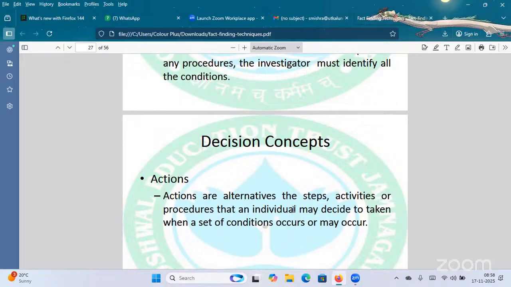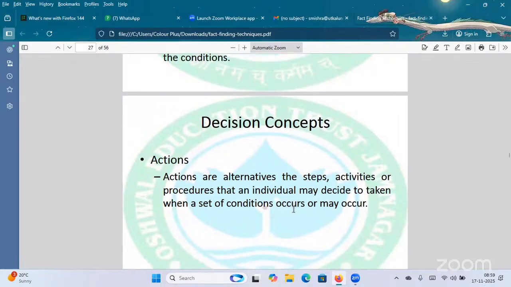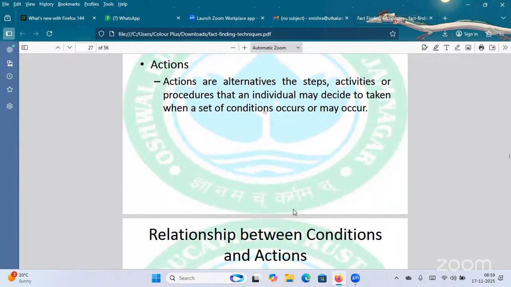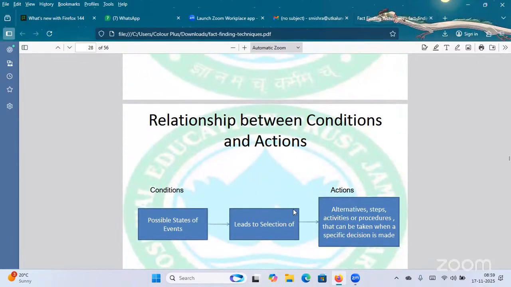So if the conditions are fulfilled, they will take action. Suppose, for example, when the testing is completed and it is okay in the testing phase, then it is actually implemented or installed in the organization. So that is the action. Implementation is the action. So what is the relationship between the condition and action? The condition is the possible states of events that lead to selection of the alternative steps, activities or procedures that can be taken when a specific decision is made.